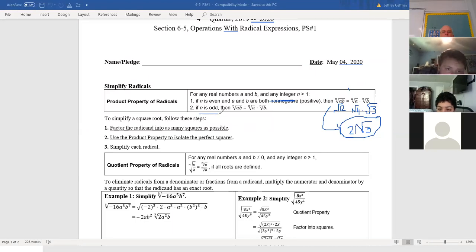And if n is odd, meaning third root, fifth root, seventh root, whatever, we can do the same thing. Let's see. Let's do cube root of 63.